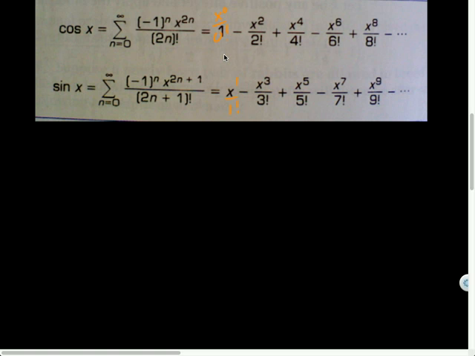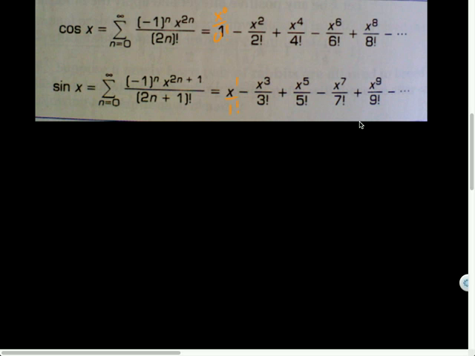S-I-G-N-S, alternate for these. I like the little sigma values for these as well, -1 to the n for the alternating signs, x to the 2n, so it's the evens. This one's x to the 2n plus 1, definition of odds, right? And then 2n factorial, and 2n plus 1 all factorial.